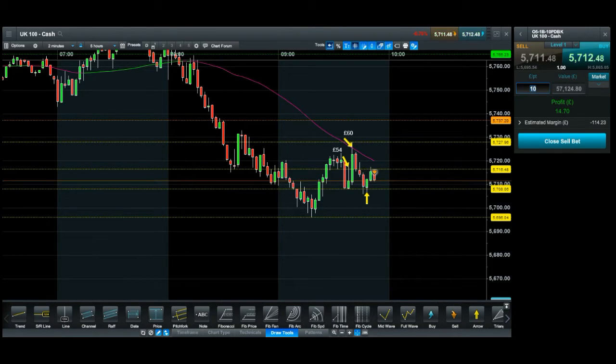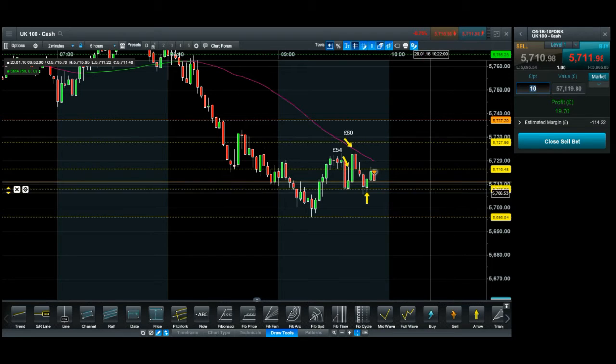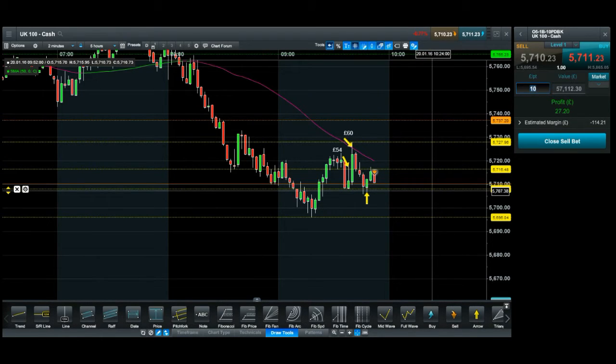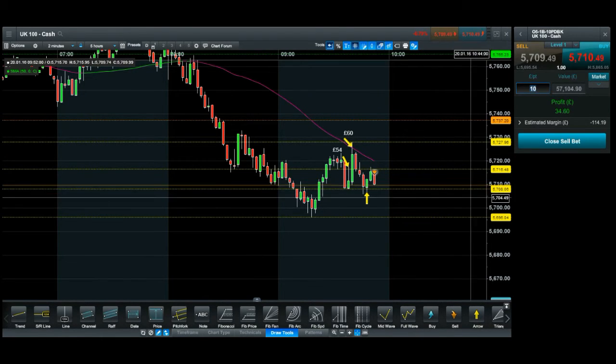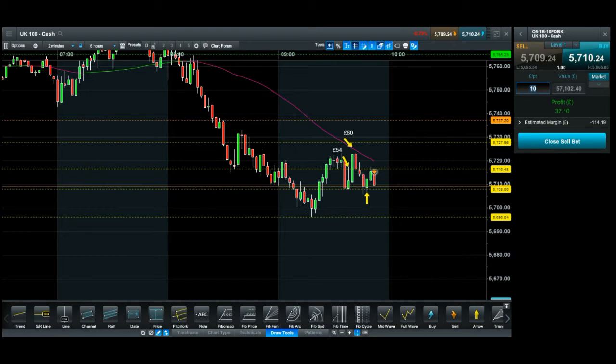Okay, £22. Well, I'm aiming at this level here. If the index reaches this support level, I will be getting out of the trade. And probably should be another £50. Okay, just give it a few more minutes. Wait till the candle ends.